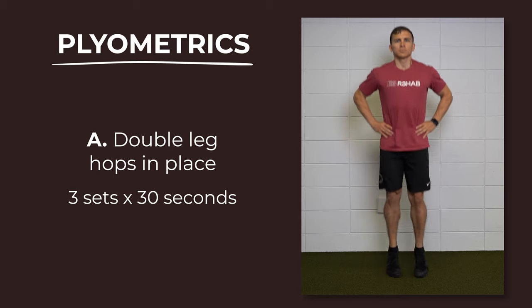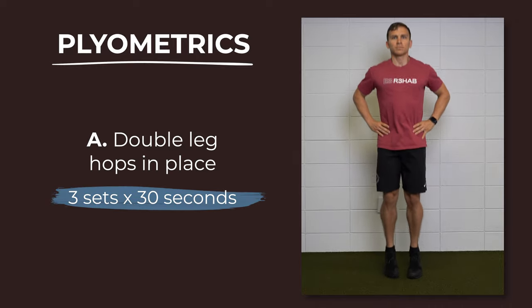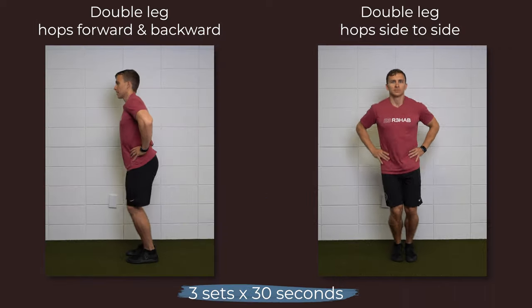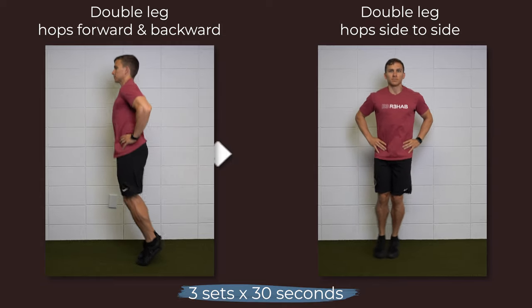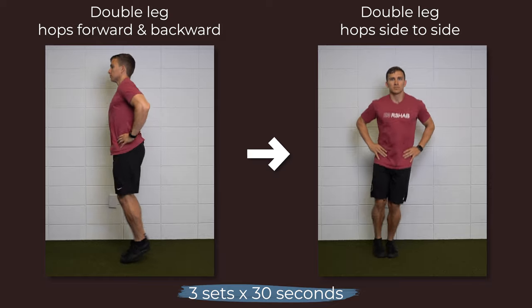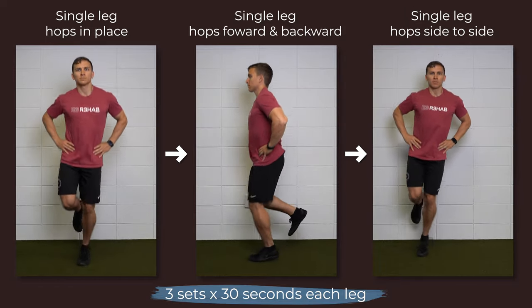Plyometrics. For progression A, begin by hopping in place on both legs for 3 sets of 30 seconds while keeping your hands on your hips. When you can do that without discomfort, progress to hopping forward and backward. Finish the double limb progression by hopping side to side. You'll then work through the same progression on a single leg.